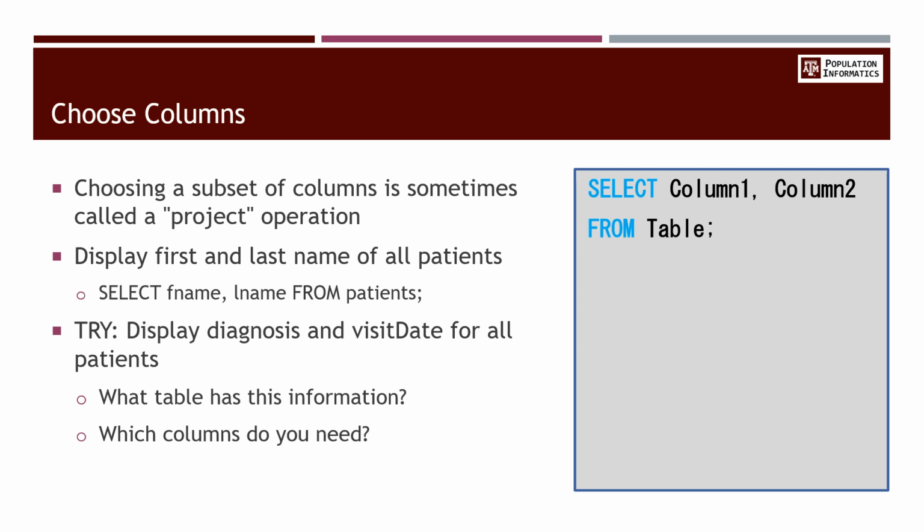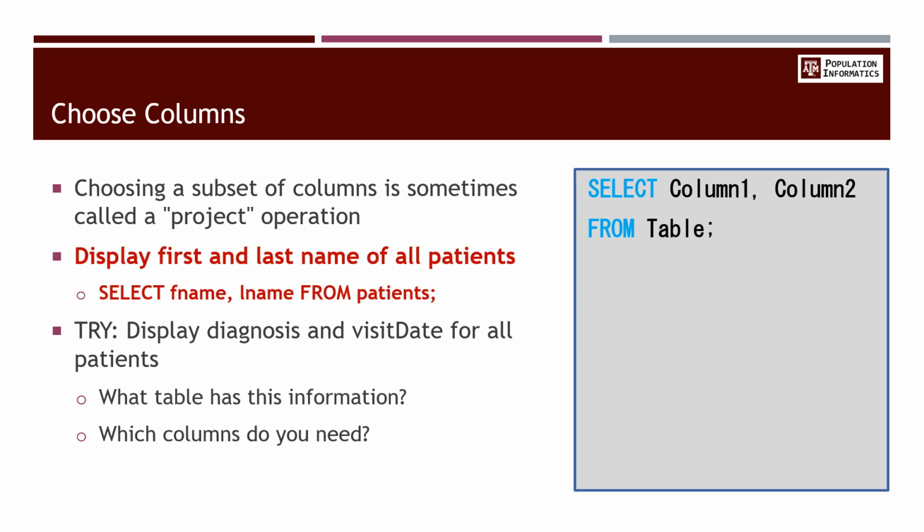First, you want to think about what columns you want to get from the database and which table it's coming from. Using this information, you just have to write it up in SQL syntax that the computer can understand so it can get these things for you. You do this by using the keyword select, followed by the list of columns you want, separated by commas. After that, you type the keyword from and follow this by the name of the table. For example, you can display first and last name of all patients by typing in select fname, comma, lname from patients, semicolon.